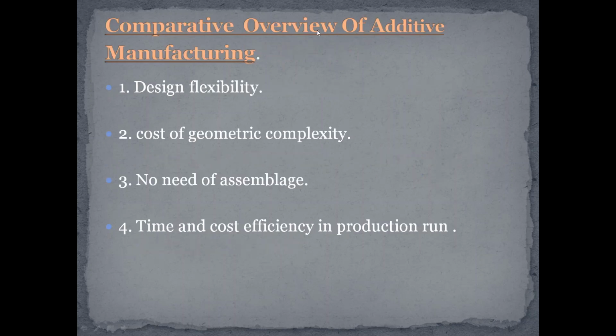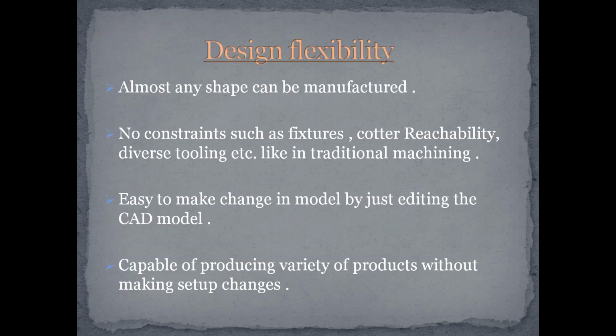Now, a comparative overview of additive manufacturing. Now we have to understand what its comparative overview is all about. First one is design flexibility, second is cost of geometric complexity, third is no need for assembly, and fourth is time and cost efficiency in production. So these are the four points of the comparative overview of additive manufacturing. Now I will go to the next slide.